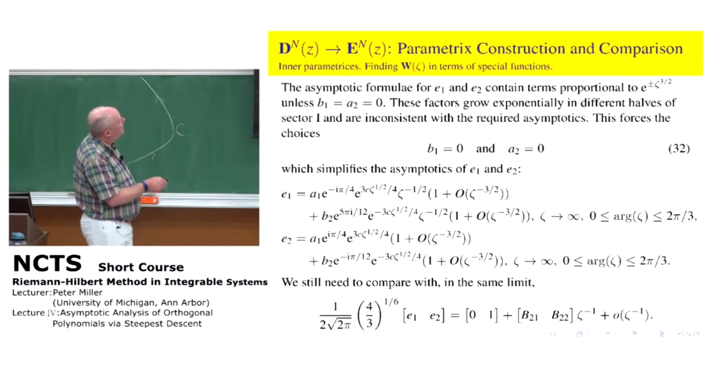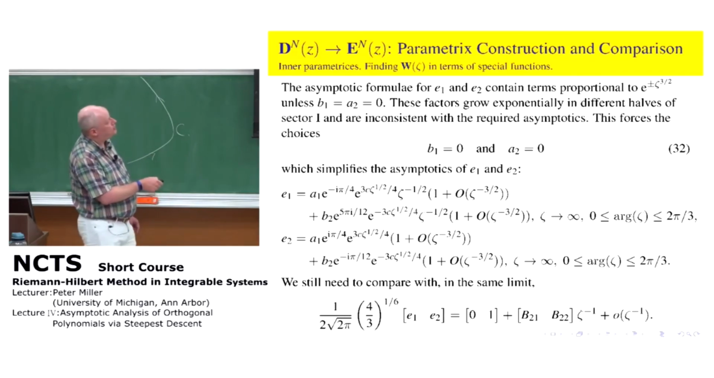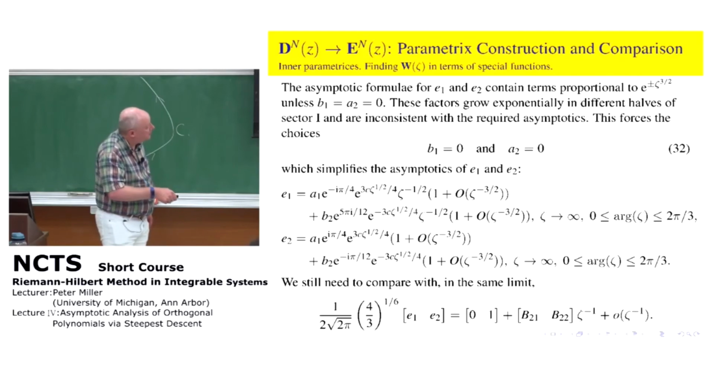So the first thing is to notice that the asymptotic formulas that we wrote down, they contain exponential terms like this, unless B1 and A2 are both 0. And these factors here, they grow exponentially in different halves of sector 1, and that means that they're inconsistent with the asymptotics that we're trying to enforce. So that means we must choose these two things to vanish. So B1 is 0, A2 is 0, and now we have simpler things to stare at here with just fewer constants, okay? So we still have to compare with this expression.